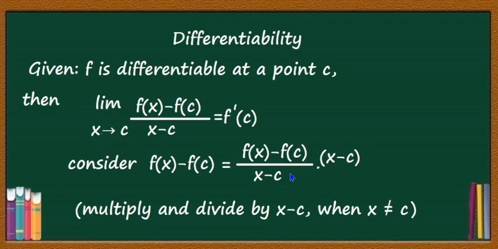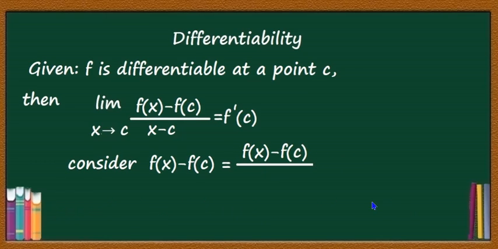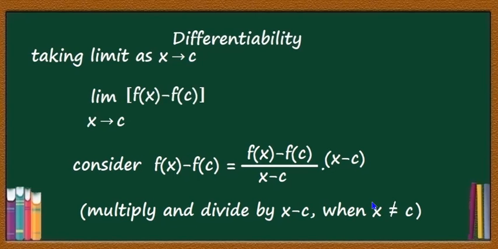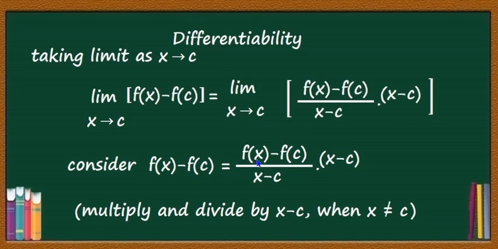This multiplication and division can be done only when this condition is fulfilled, that is x minus c is not equal to 0. Then taking limit as x tends to c, we will have on the left hand side limit x tends to c of f of x minus f of c, which is equal to limit x tends to c of the right hand side, f of x minus f of c divided by x minus c into x minus c, that is just taking the limit of this expression.